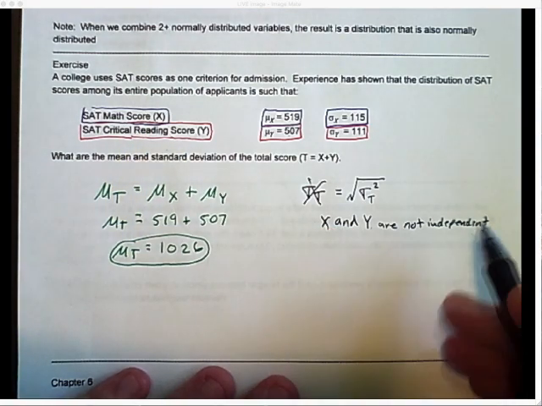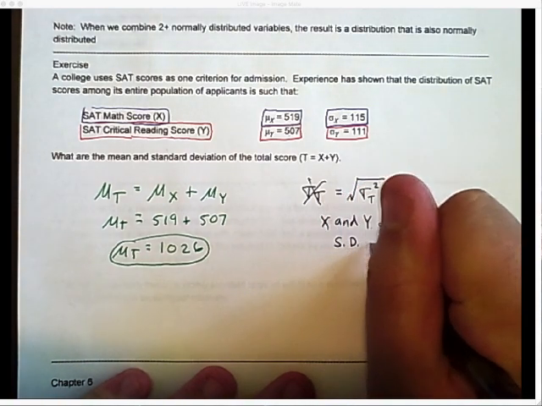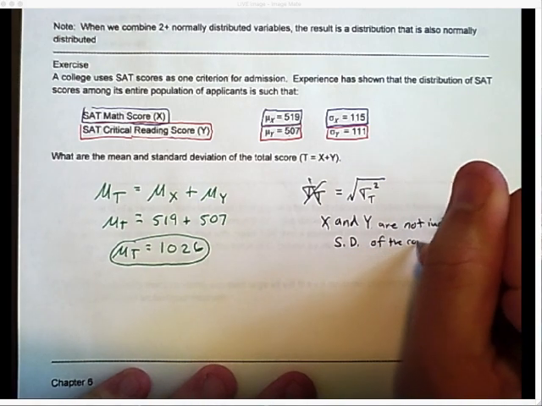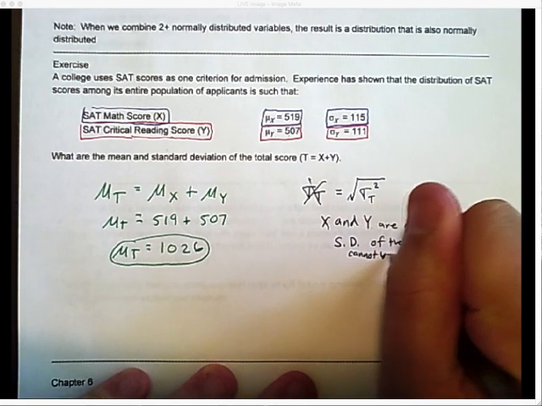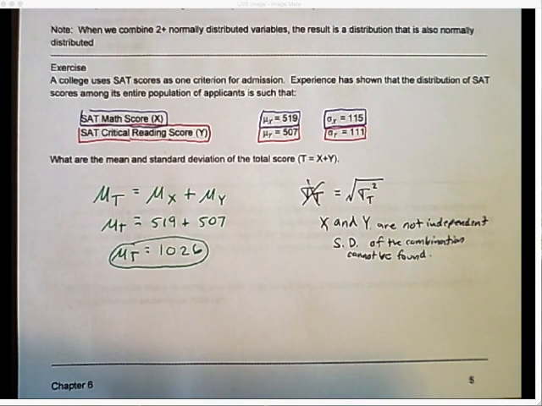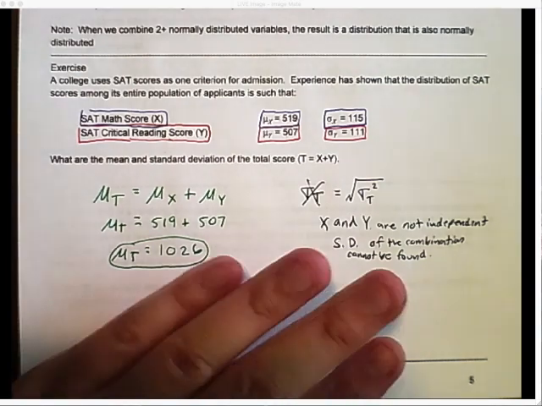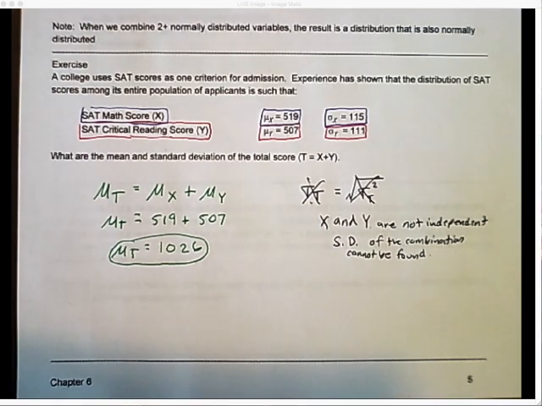Since x and y are not independent, the standard deviation of the combination cannot be found. It can be found, but it's above our level. We would have to use something called an ANOVA to help us with that, but for our purposes, we don't have the tools to find that. To use these formulas, the variables have to be independent, and they're not. So we cannot find the variance, so we cannot find the standard deviation.